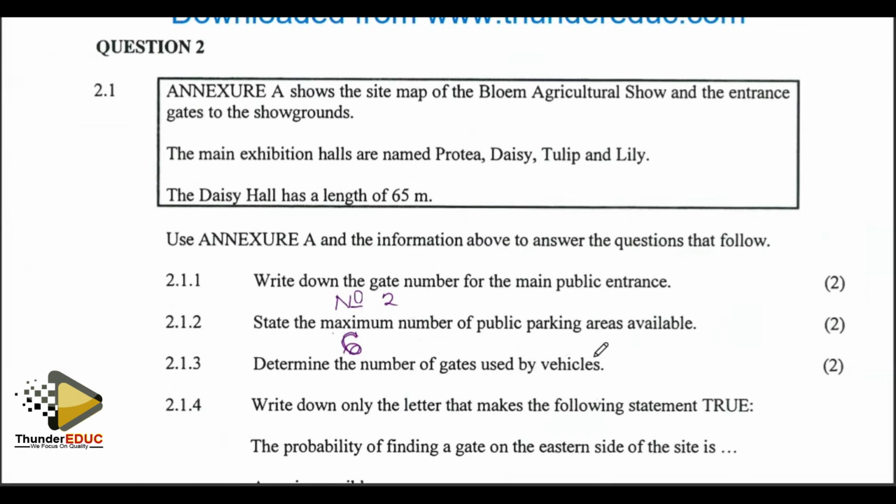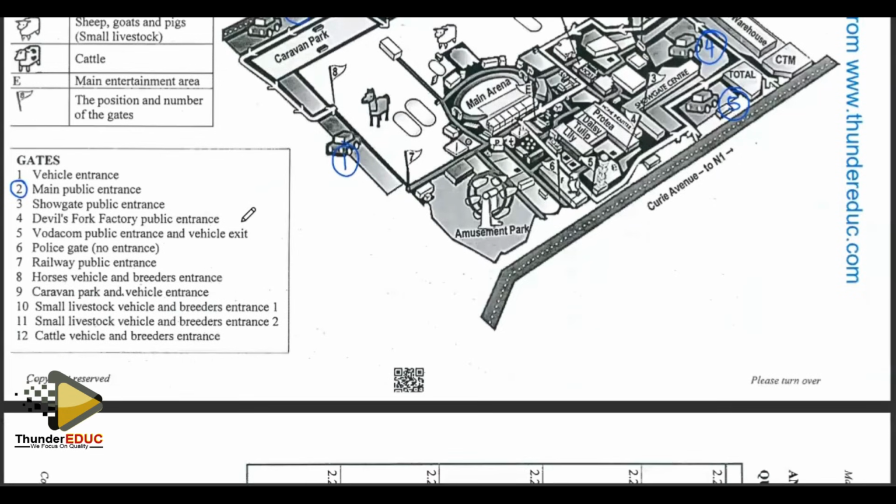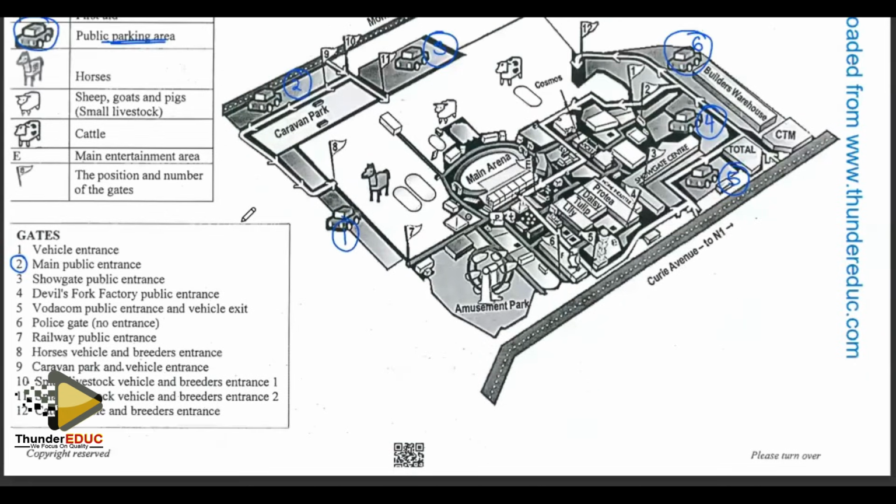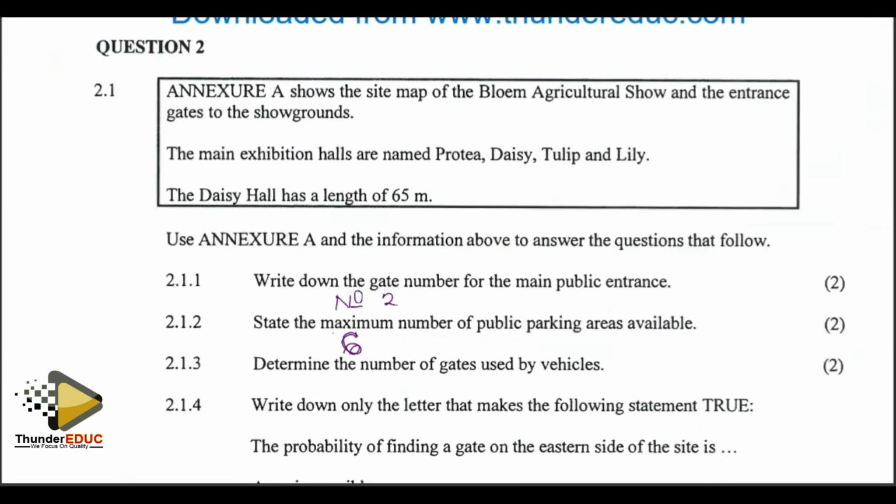Determine the number of gates used by vehicles. Let's go there and we see. They didn't say whether entrance or exit, but they are used by vehicles. So we shall come here. We count 1, 2, come down here, 3, 4, 5, 6, 7. These are gates used by vehicles. So the answer here becomes 7 gates.